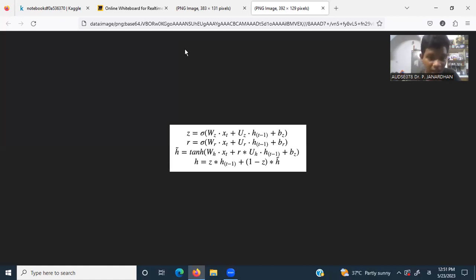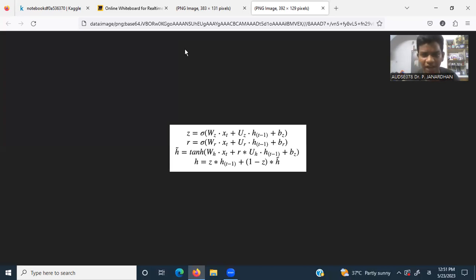If Z is a really high value, then this term is going to be given the highest importance. If Z is a very low value, then this other term will be given the highest importance. So here we are just controlling whether we should give the highest importance to the previous output, the previous hidden state, or the current hidden state.